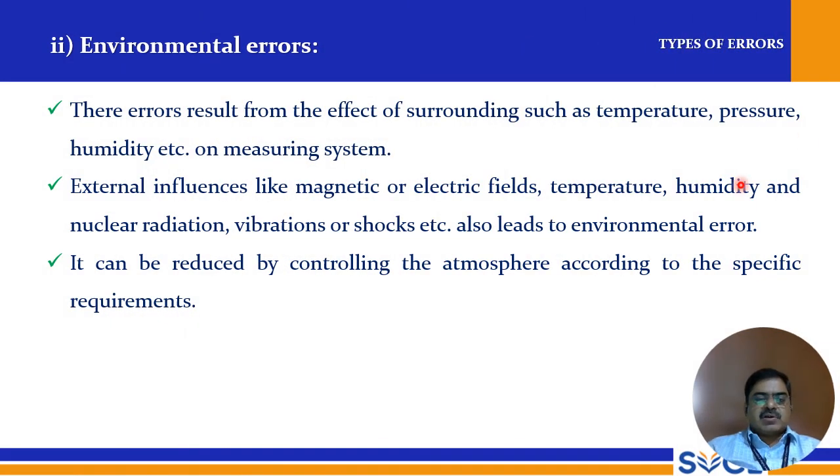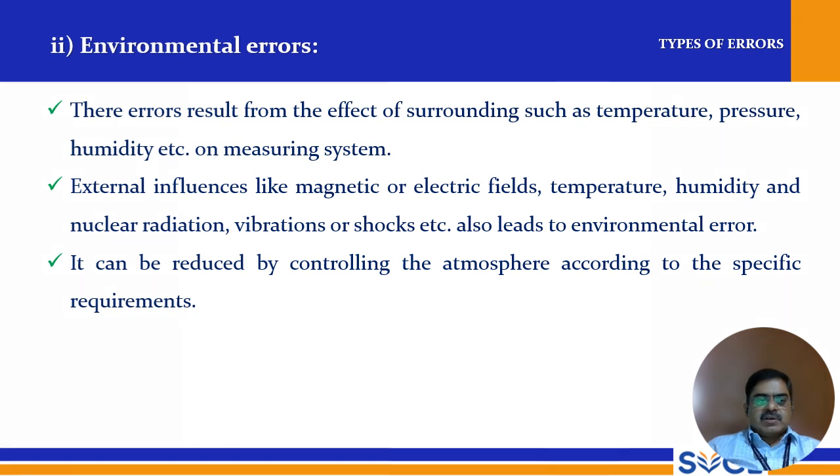Environmental errors, this we cannot avoid. These are due to ambient conditions. These errors result from the effect of surroundings such as temperature, pressure, humidity, etc. on a measuring system. External influences like magnetic or electric fields, nuclear reaction, vibrations or shocks, etc., also lead to environmental error. It can be reduced by controlling the atmosphere according to the specific requirements. So here it is possible to minimize these environmental errors by having a controlled environment.